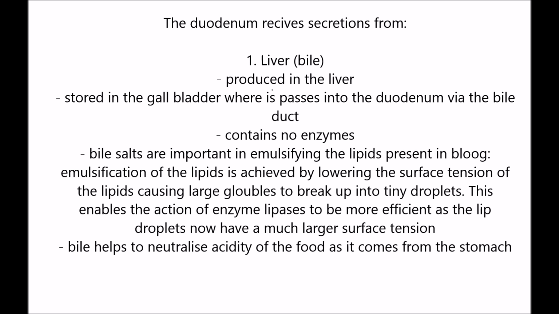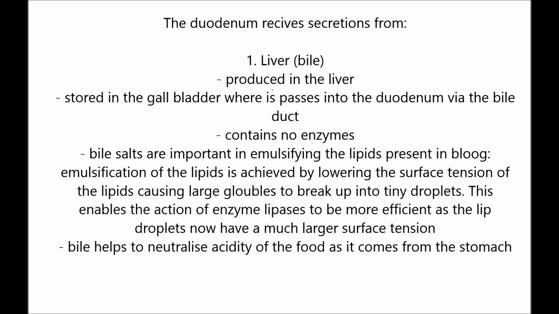The duodenum receives secretions from the liver, which secretes bile. Bile is produced in the liver and stored in the gallbladder, where it passes into the duodenum via the bile duct. It contains no enzymes. Bile salts are important in emulsifying the lipids present in the food.